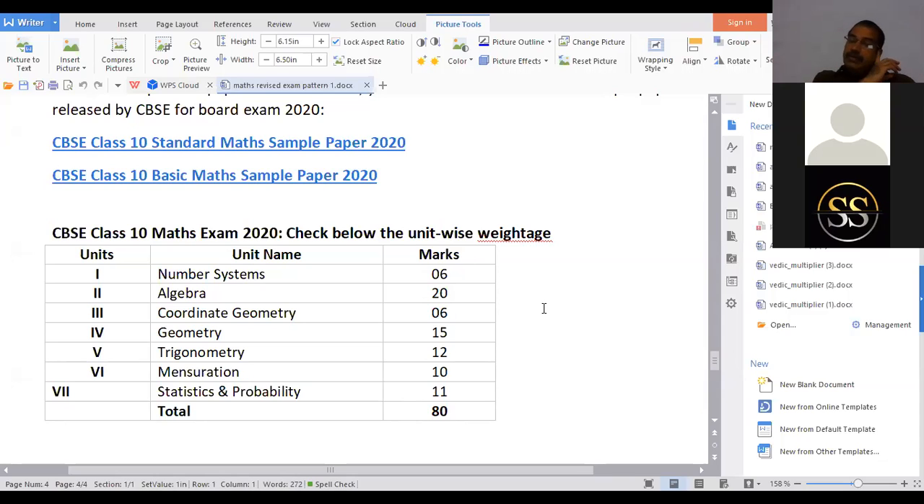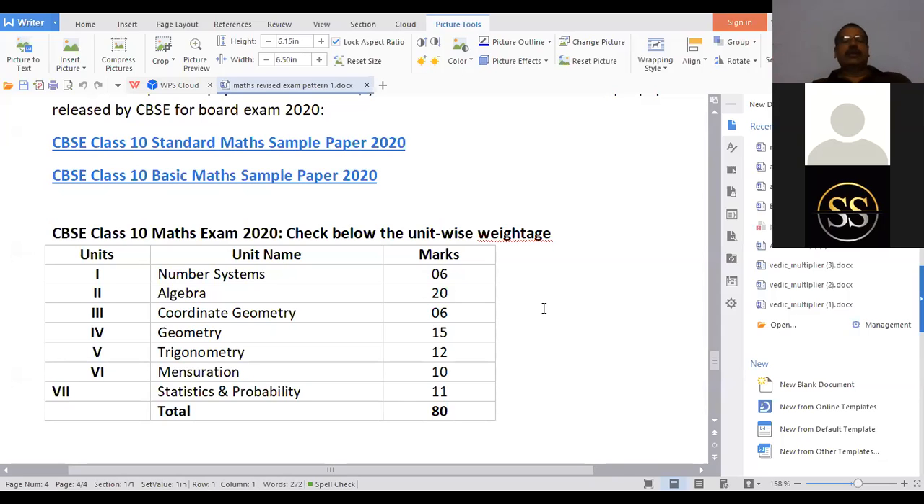And mensuration we have 10 marks. Mensuration means again 2 chapters: areas related to circles, and volumes and surface areas. There are 10 marks. Statistics and probability, 11 marks. In probability we have only one question, either 4 marks or 3 marks, or 1 mark. Remaining 7 marks you'll get in statistics.